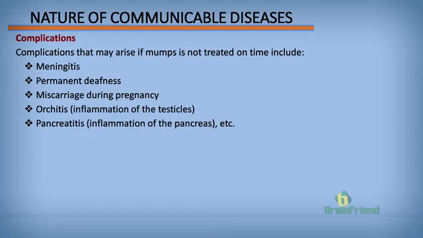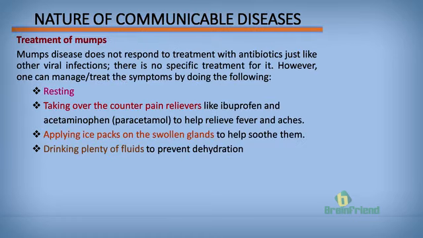Complications that may arise if this disease is not treated on time are meningitis. Such a person may develop meningitis, permanent deafness, miscarriage during pregnancy, orchitis. Orchitis is an inflammation of the testicles. So this happens in males that do not receive treatment of this disease. Then we also have pancreatitis, which is an inflammation of the pancreas. So these are complications that may arise if mumps is not treated.